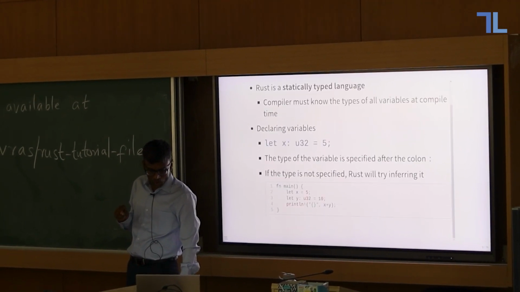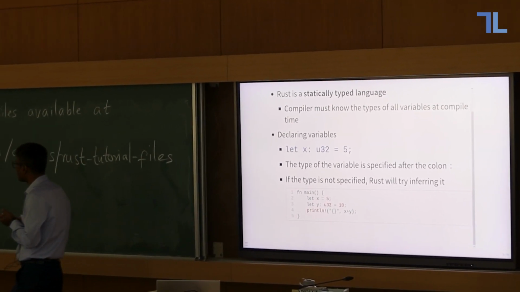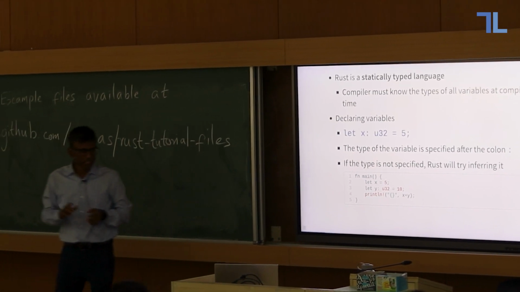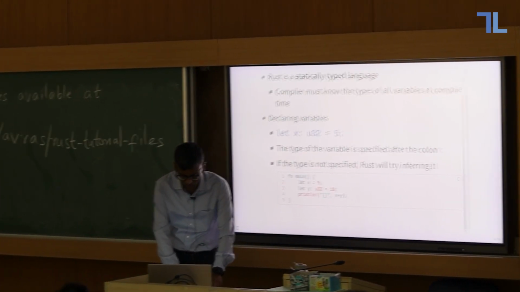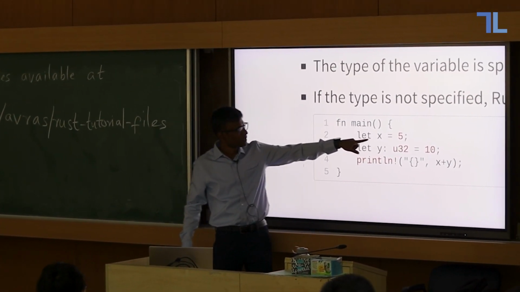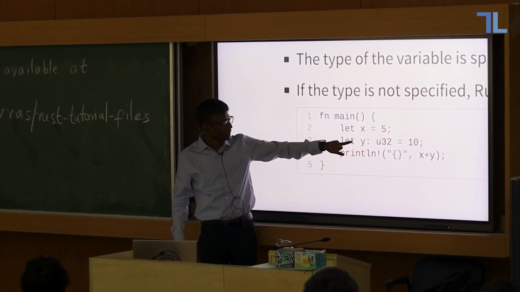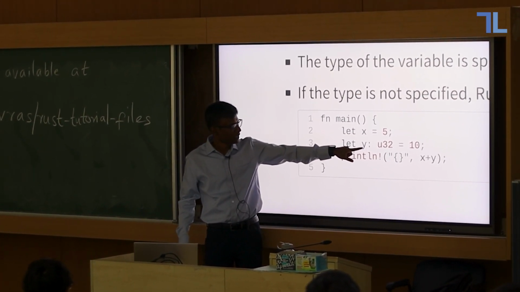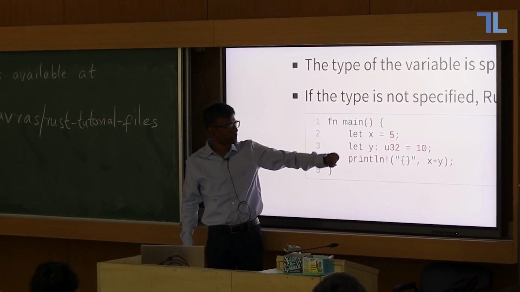The type of the variable is specified after the colon. If the type is not specified, then Rust will try inferring. So Rust has something called type inference. From the context of the program, Rust will try to infer the type of the variable. So here I have this program. Here I have not specified the type of x. I said let x equals 5. But then I specified the type of y: y colon u32 is 10. So y is an unsigned 32-bit integer.